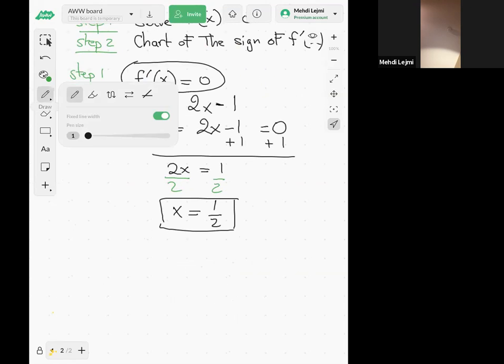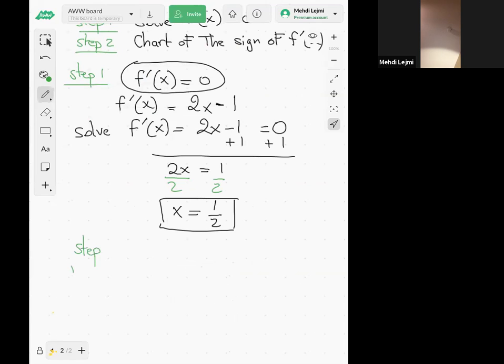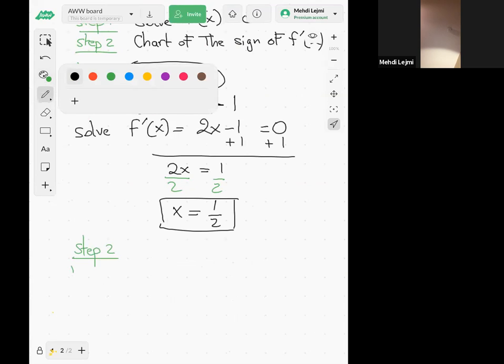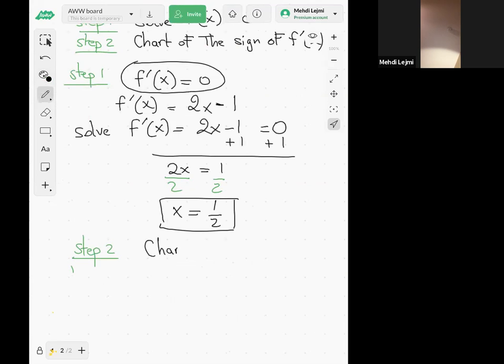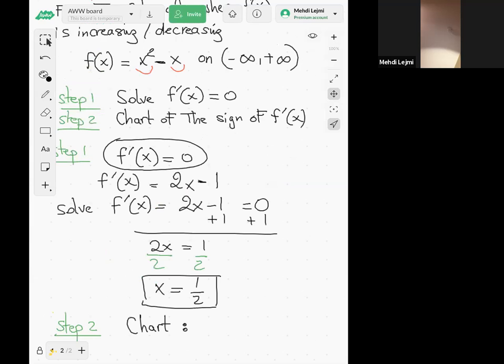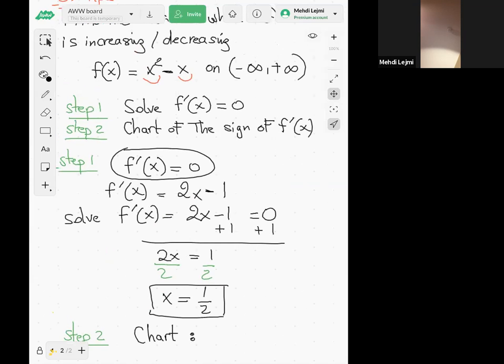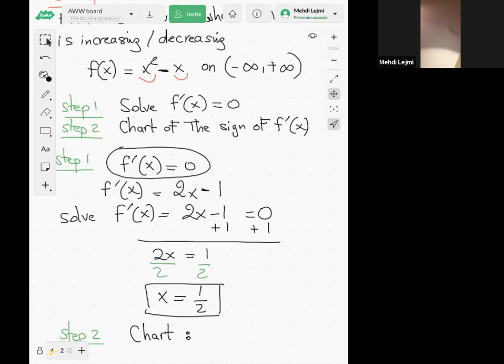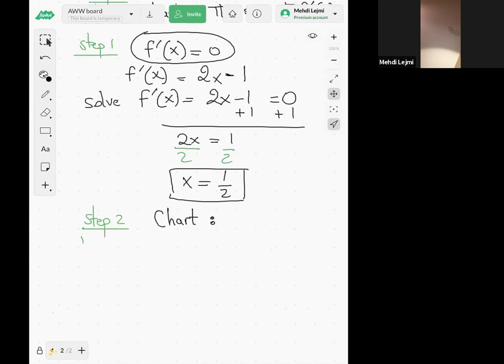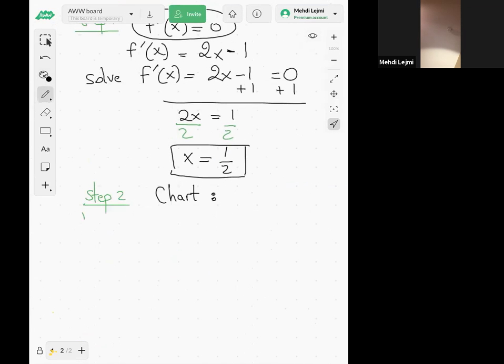So the chart, how does it work? This is step 2. This is my chart. The domain here is the whole number line, right? It's negative infinity to positive infinity. So we have my interval, the domain, which goes from negative infinity to positive infinity.